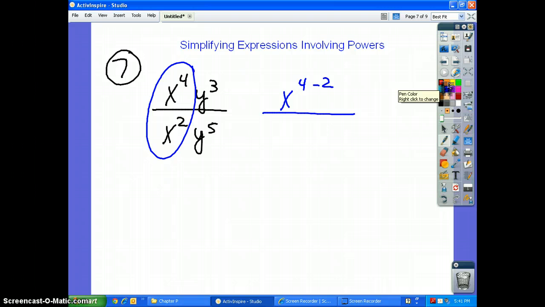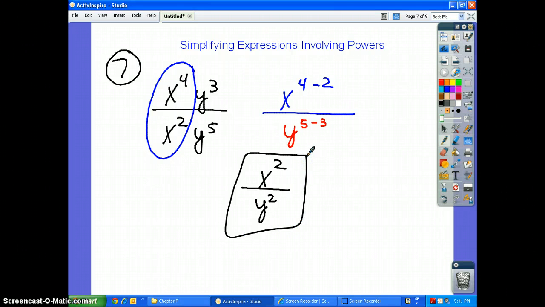Now, I look at my y values. The 5 is larger than the 3, so it's going to end up on the bottom. So really I have x raised to the 4 minus 2, and y divided by y raised to the 5 minus 3. And from here we're going to simplify this expression as x squared divided by y squared. And that's your solution. If you have any questions, make sure you bring those questions to class tomorrow. That is a basic exponential problem.